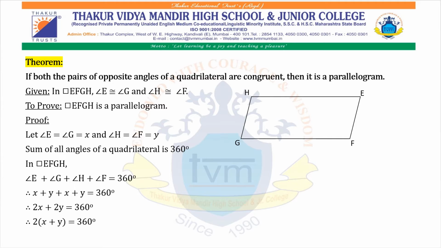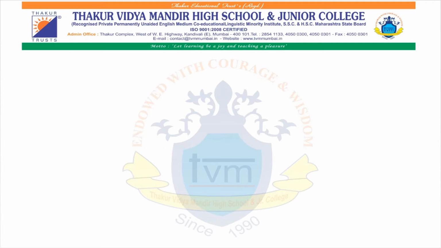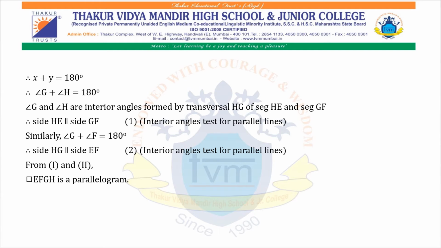So, 2x plus 2y equals 360 degrees. Therefore, taking 2 common, 2 times (x plus y) equals 360 degrees. Therefore, x plus y equals 180 degrees. Therefore, angle G plus angle H equals 180 degrees. Angle G and angle H are interior angles formed by the transversal HG of segment HE and segment GF. Therefore, side HE is parallel to side GF. First statement: interior angles test for parallel lines.